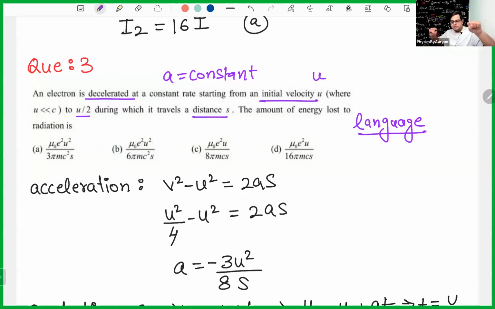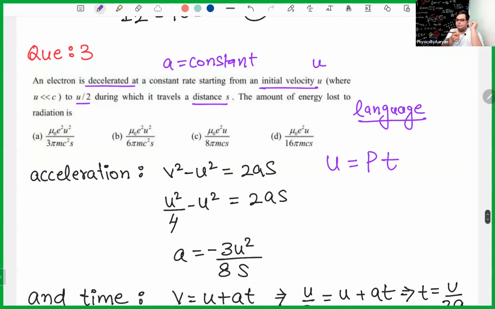When you are driving a bike and you suddenly try to reduce your speed, you will cover some distance, right? So they are asking for the amount of energy lost to radiation. When you hear energy, you get power into time, because power is energy per unit time. I can find power because I know the formula, and I can find time because I know simple kinematics.